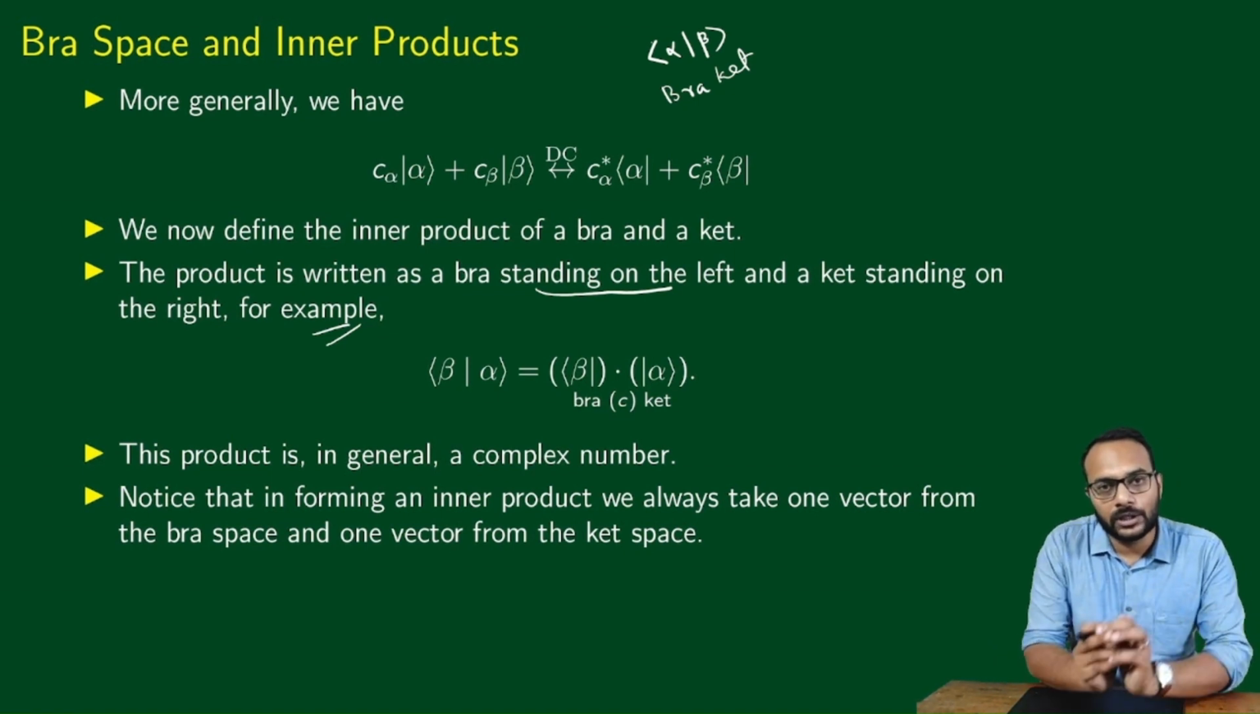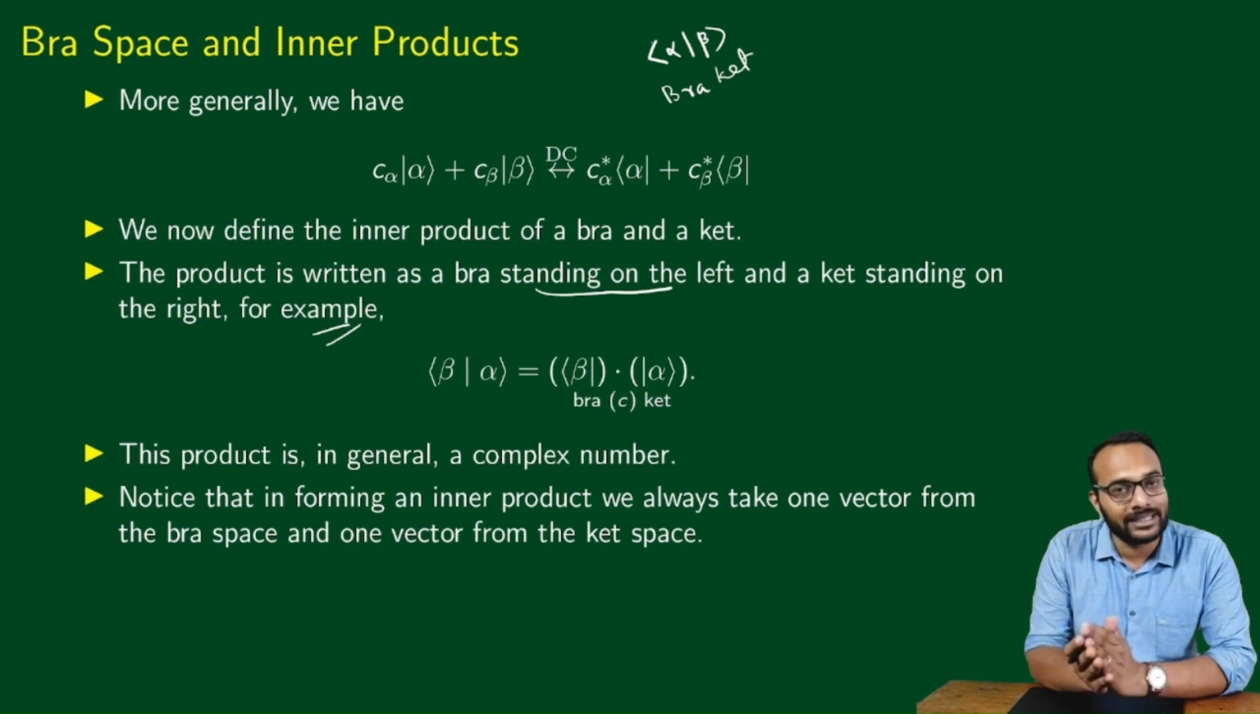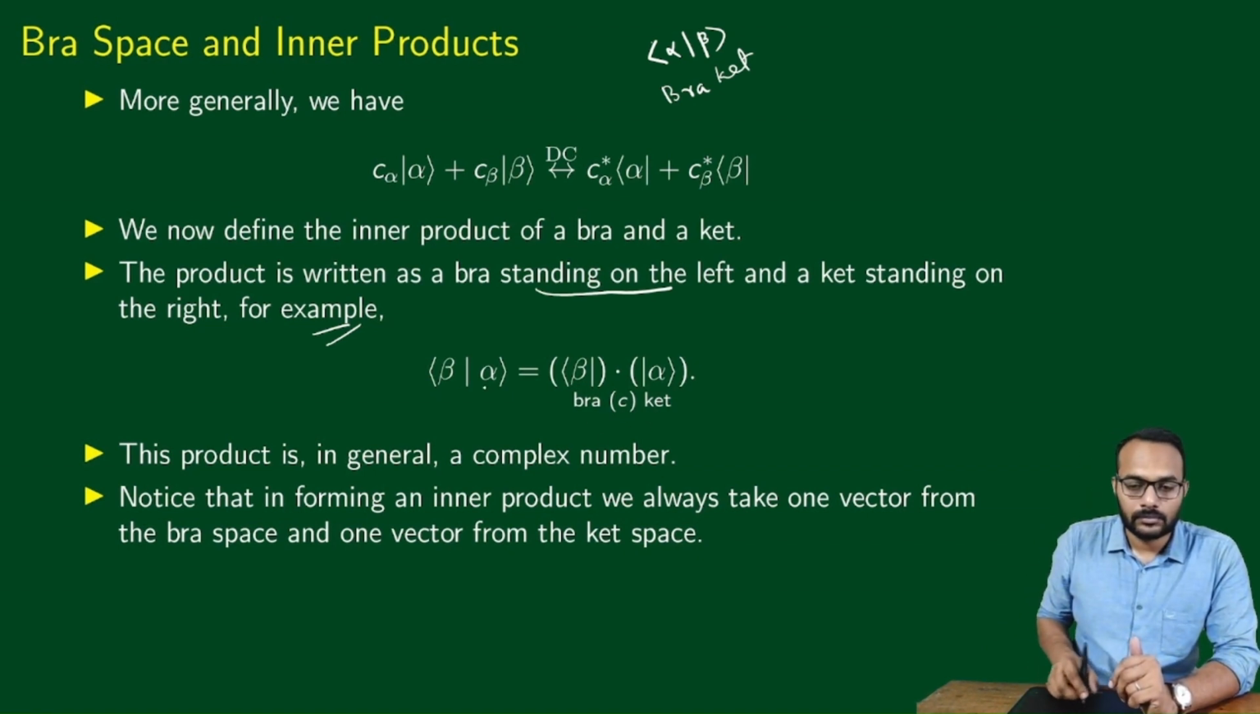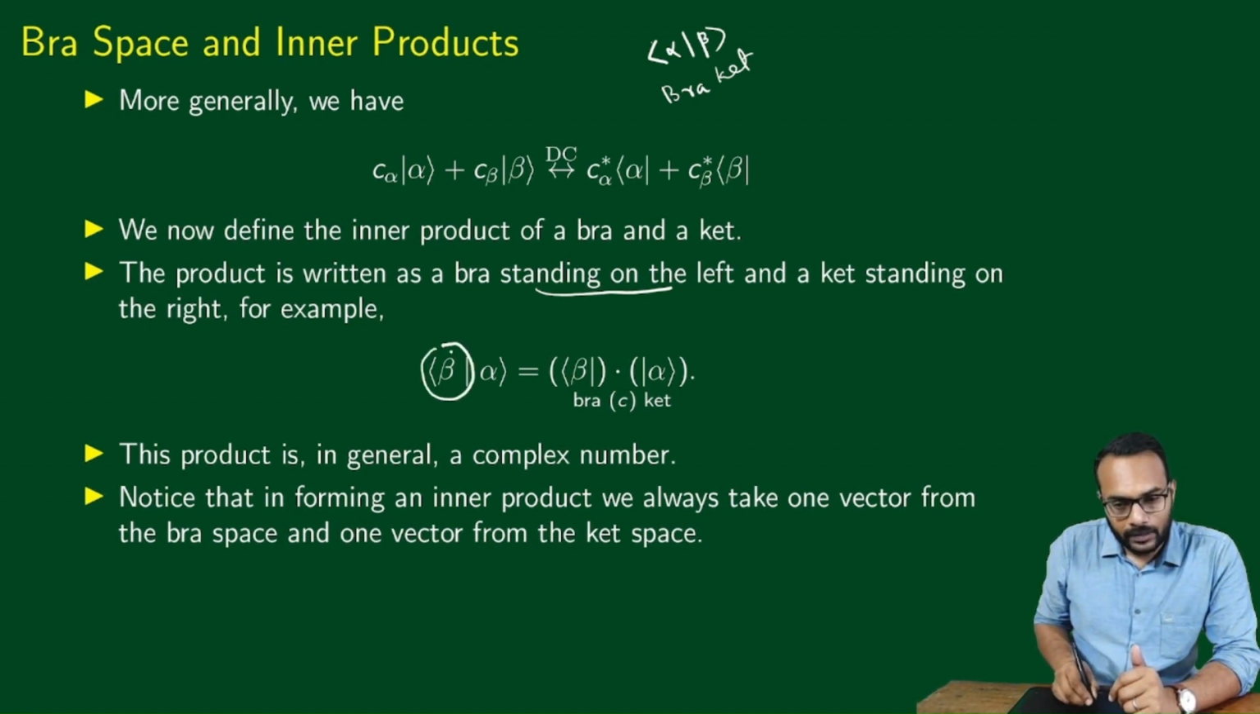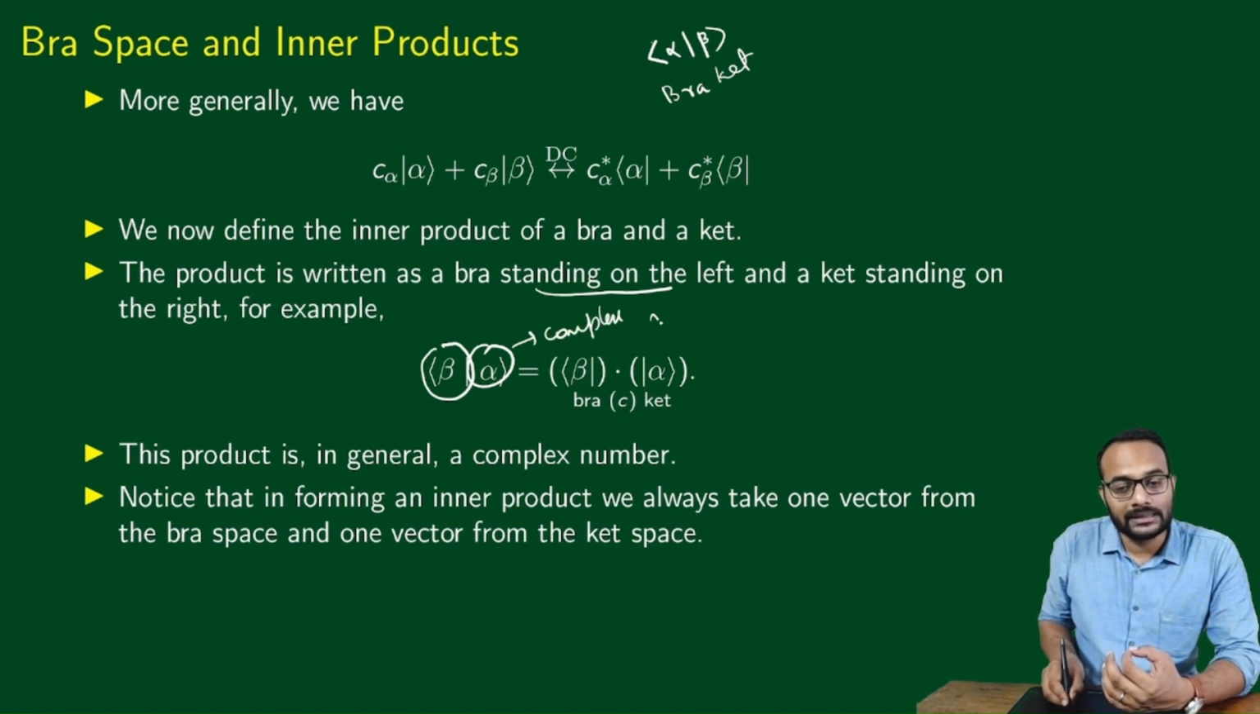One part he used for the dual space and the other part he used for the vector space. All right. So this is how we denote an inner product in Dirac notation. This means that we are combining a bra with a ket. We have formed a bracket, and this will be a complex number in general.